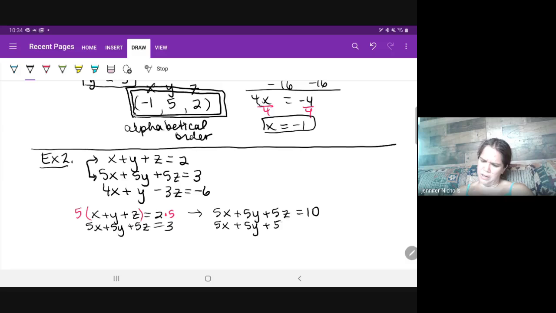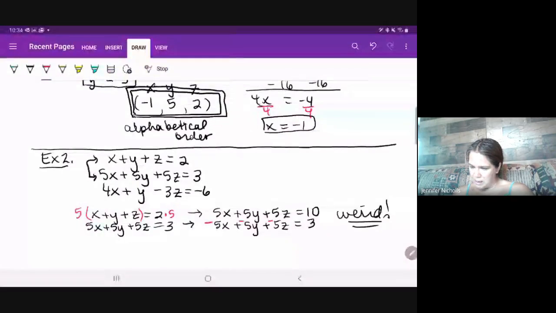Okay, this is weird. Right? So you're like, what in the world is happening here? Okay, but we're going to just keep going with it. I'm going to change the signs of the bottom because I want them to add to be. What's the left side?